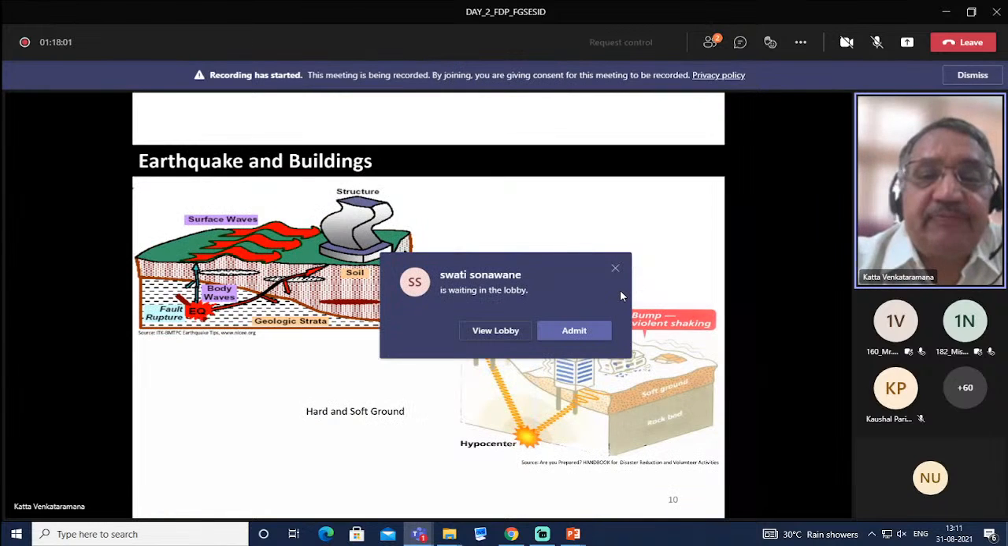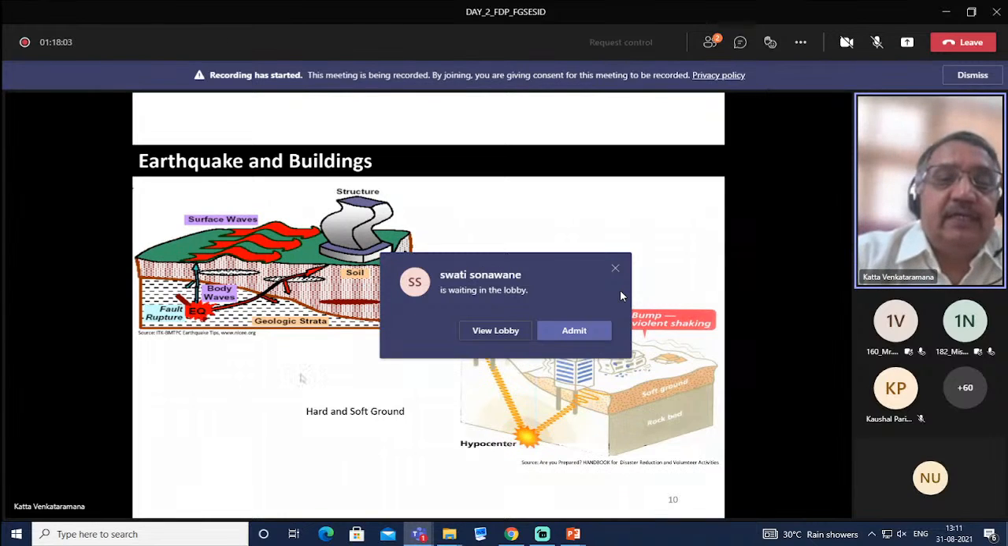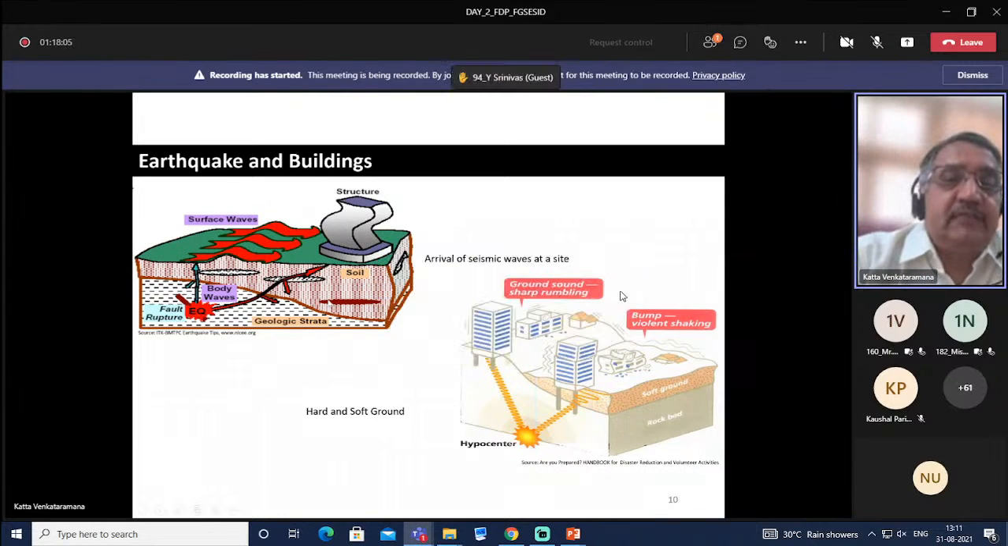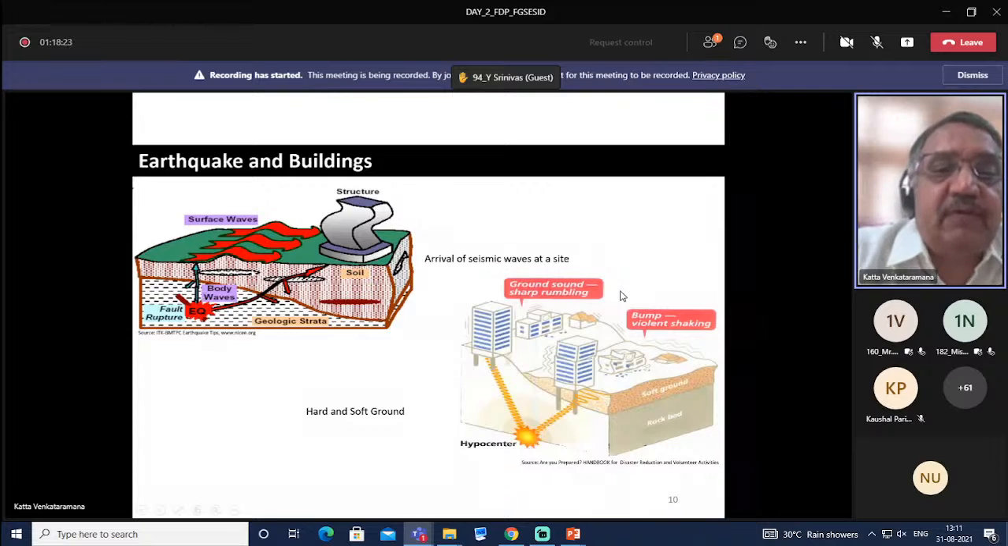This shows the effect of soil on the vibration characteristics of buildings. This is the source of the earthquake, the fault rupture, or the point where the rupture starts, the point of energy release. Earthquake waves, or seismic waves, that travel within the earth we call body waves or deep waves. And waves that travel on the surface of the earth we call surface waves.